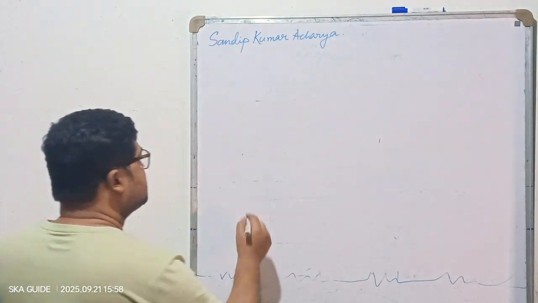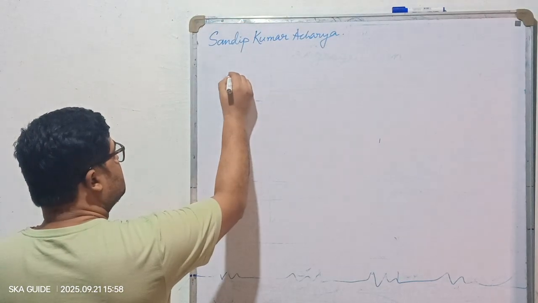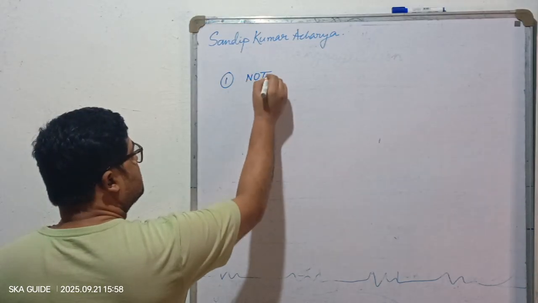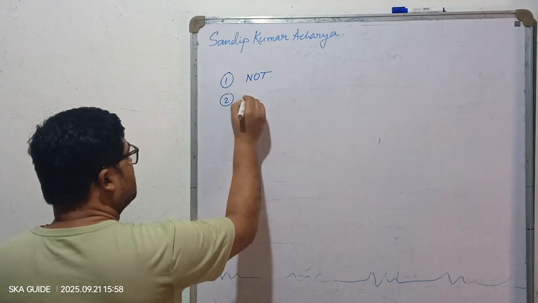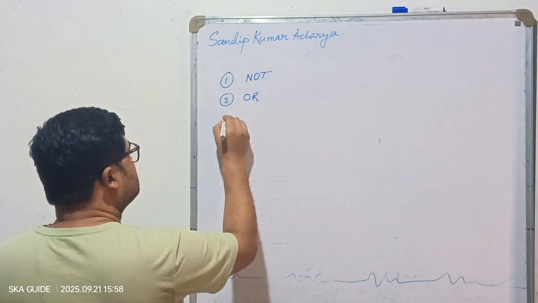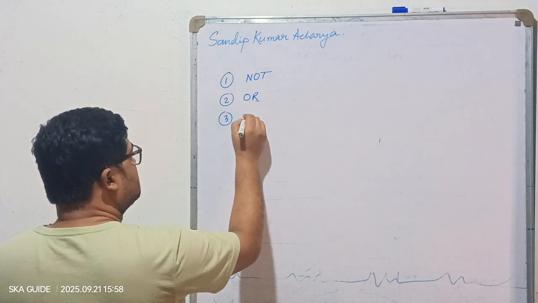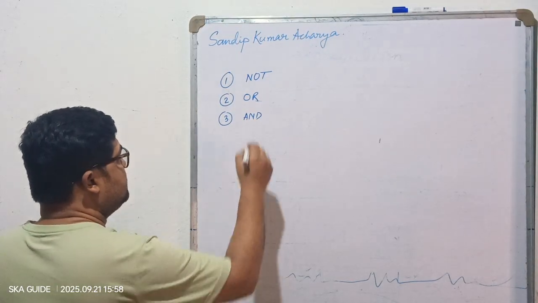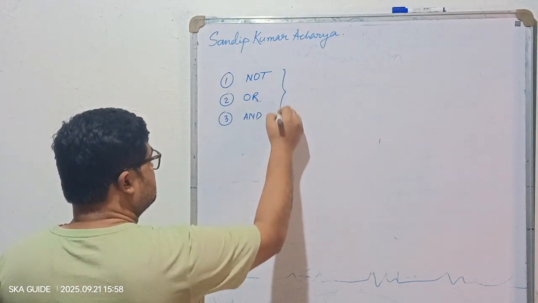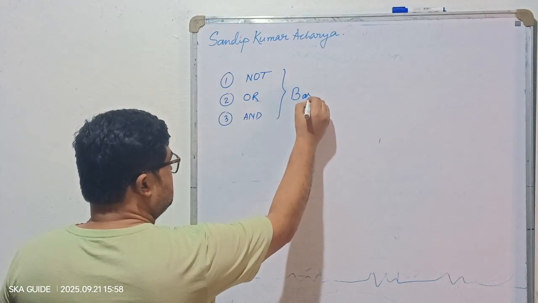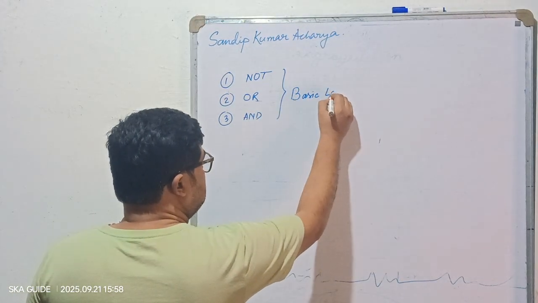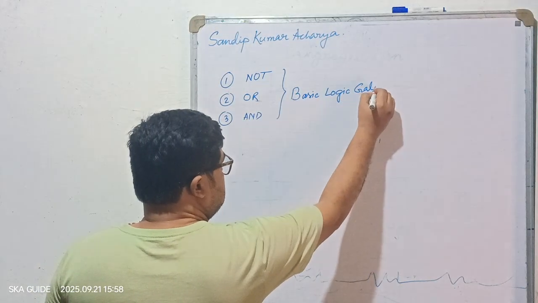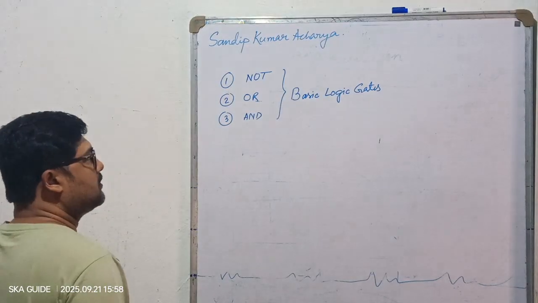The basic logic gates are NOT gate, OR gate and AND gates. These are the three basic gates. These are called basic logic gates.